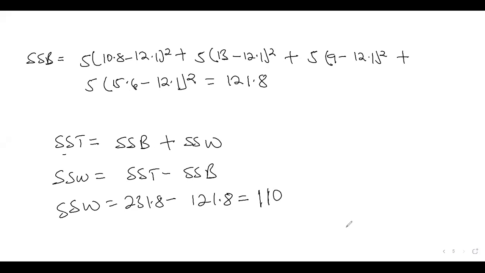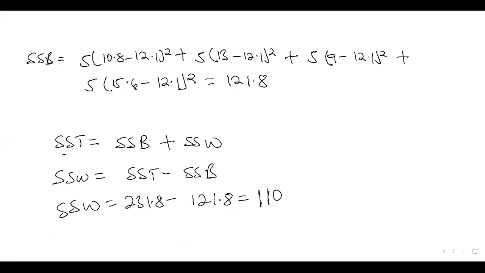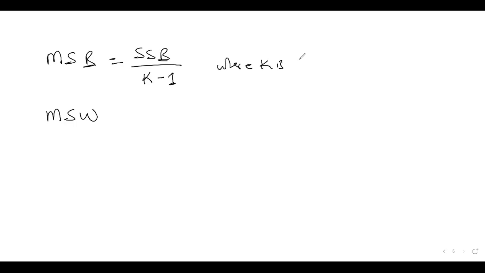Now, for the purpose of the F calculation, remember, I said the F statistic is mean squared between over mean squared within. So the next thing we are going to find is the mean squared between and then the mean squared within. Now, mean squared between is simply sum of squared between divided by a degree of freedom of k minus 1, where k is the number of groups.